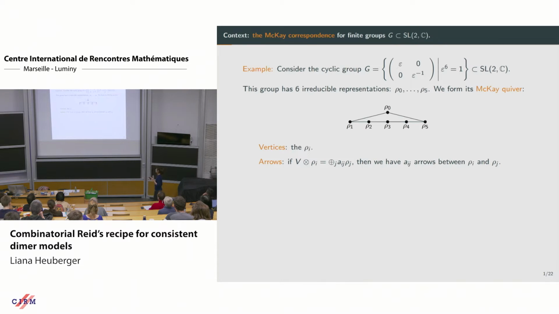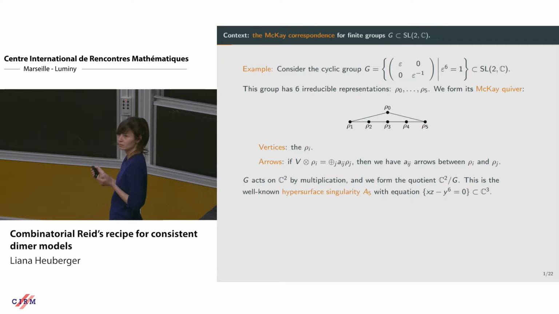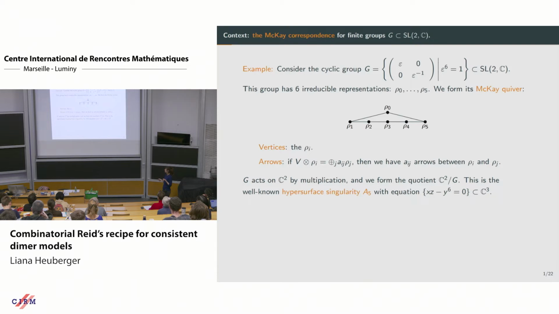Okay. So something else that you can do with this group is to think about the fact that it acts on C2 by multiplication and form the quotient. This is going to be an affine variety, which is going to be singular at the origin of C2. And it's a well-known hypersurface singularity. We can even write its equation inside of C3.